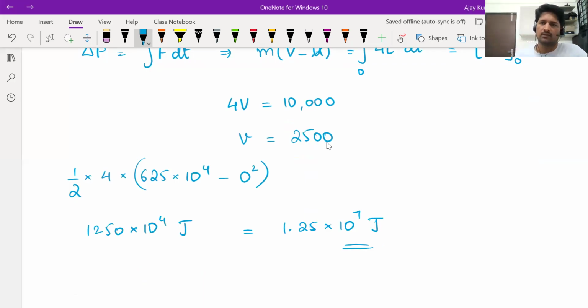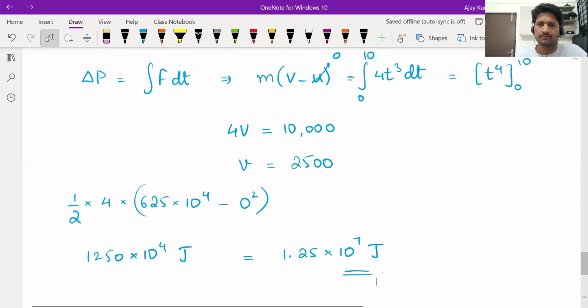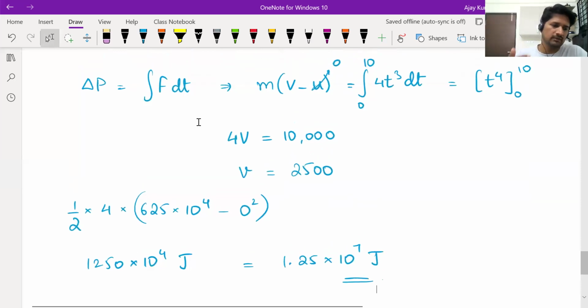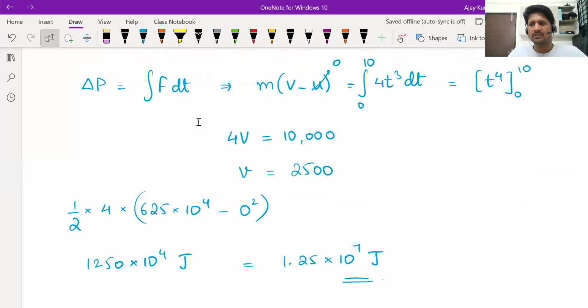Okay, check this once again, all of you, and ask me if you have any questions. Since you are given force in terms of time, you first relate it to momentum, get the final velocity, then substitute it in the work energy theorem.